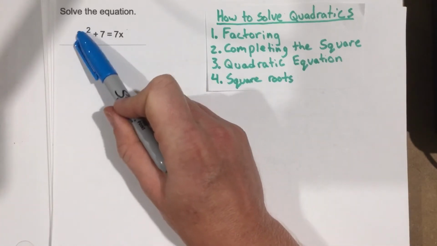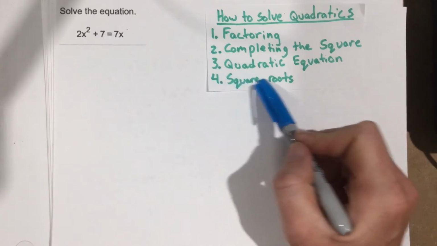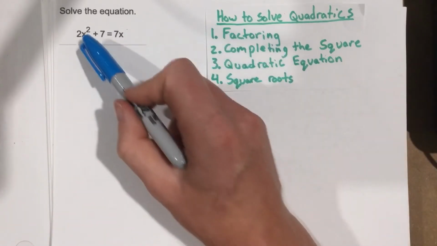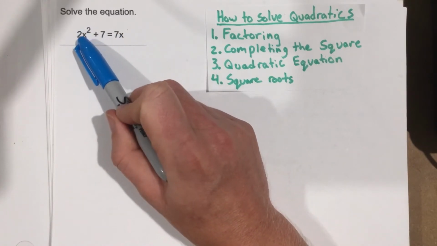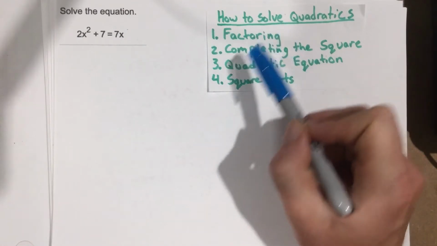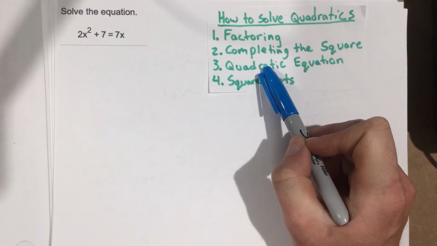I see we have an x squared term, but we have another term that has an x in it. That takes the square roots possibility out. Then I look at factoring. I might be able to factor this, but I have a leading coefficient of 2, and anytime I have a leading coefficient, I usually skip the factoring part. So I'm going to skip completing the square as well and go to the quadratic formula right away.